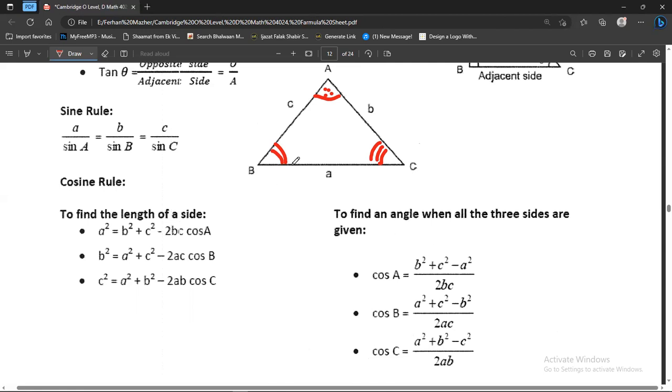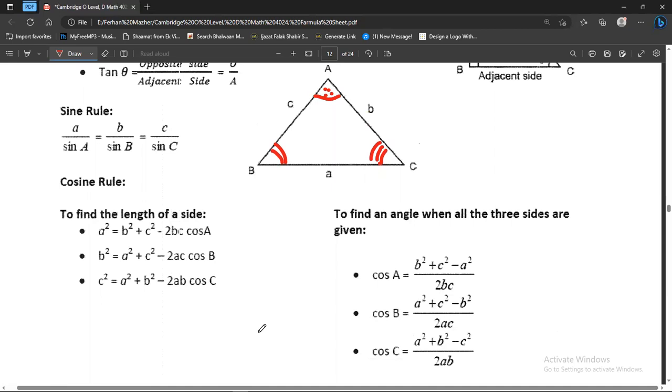If, for example, you want to find this angle, then I should know this side and the opposite side. Then the cos B will be equal to A square plus C square minus B square divided by 2AC. For example, if you want to find this angle, I should know the length of both its arms and the opposite side. Then the cos C will be equal to A square plus B square minus C square divided by 2AB.